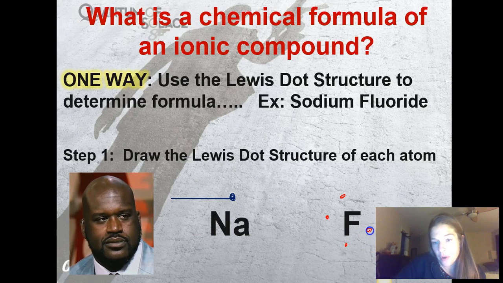3, 4, 5, 6, 7. Okay, fluorine has 7. Sodium has 1. Altogether, that's 8. Just FYI, it's 8. Okay, so there's the Lewis dot structure for each atom. Don't ask what that line is because it was organic.